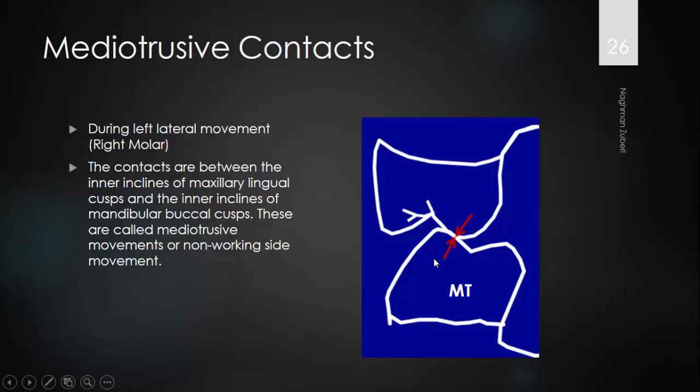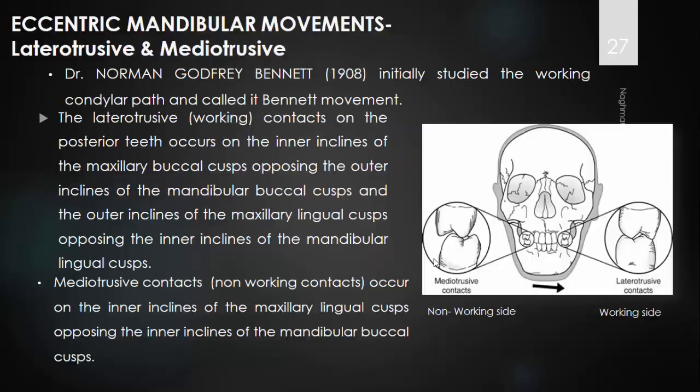So we can see over here again that these laterotrusive and mediotrusive movements, we call them Bennett movement, because Norman Godfrey Bennett was the first person who studied these movements, and he told us about the working side and non-working side movements. Now what we have studied in our previous slide, we can see that there are 2-point contacts on the laterotrusive side or working side and 1-point contact on the mediotrusive side or non-working side.